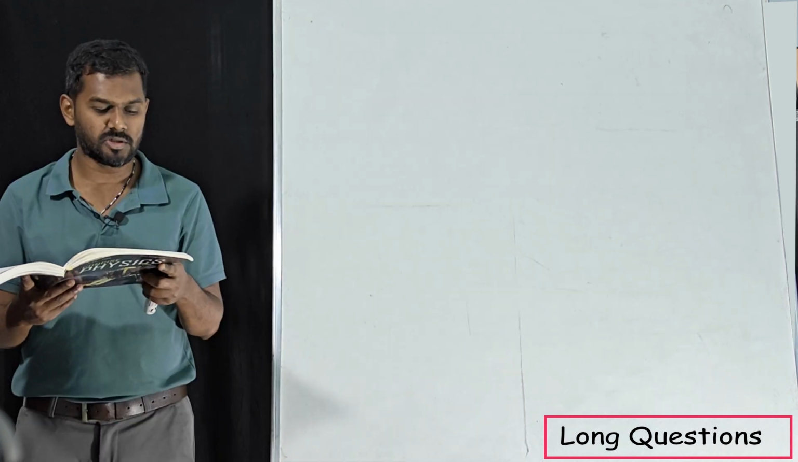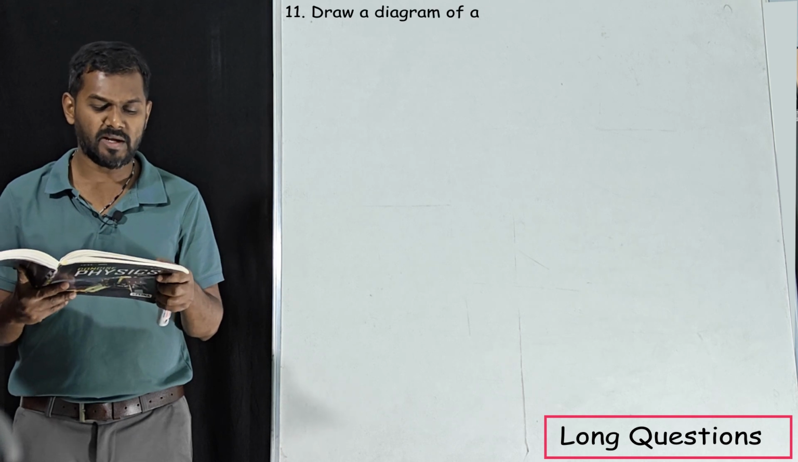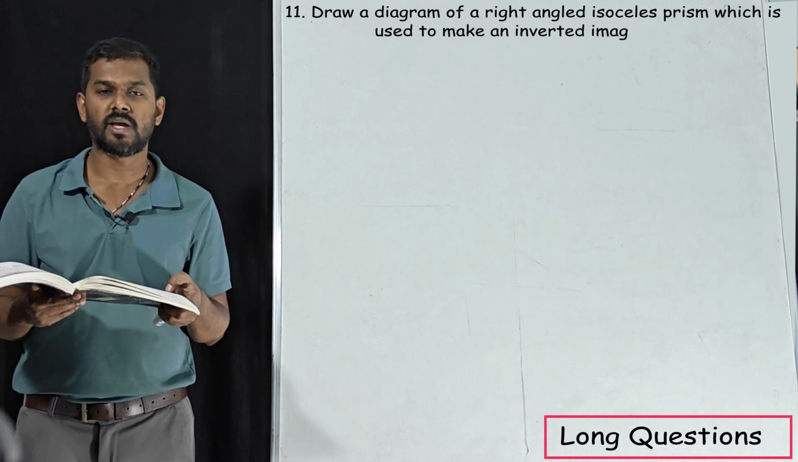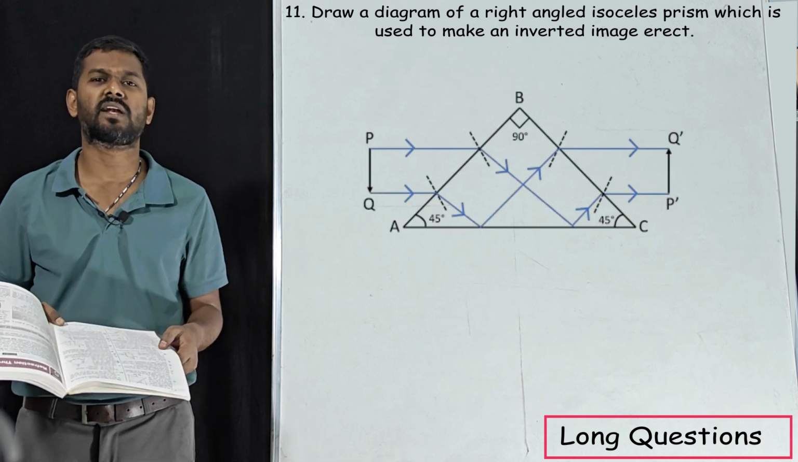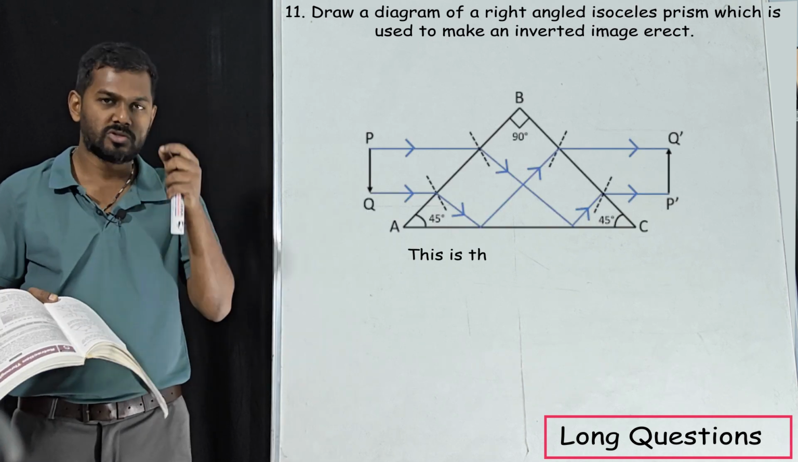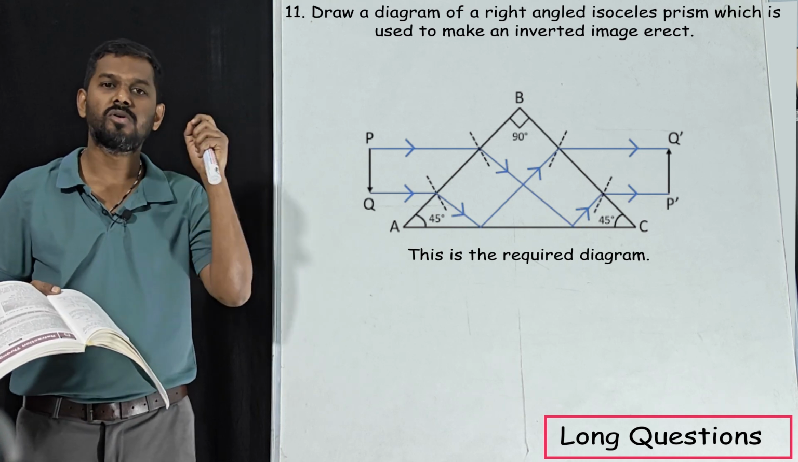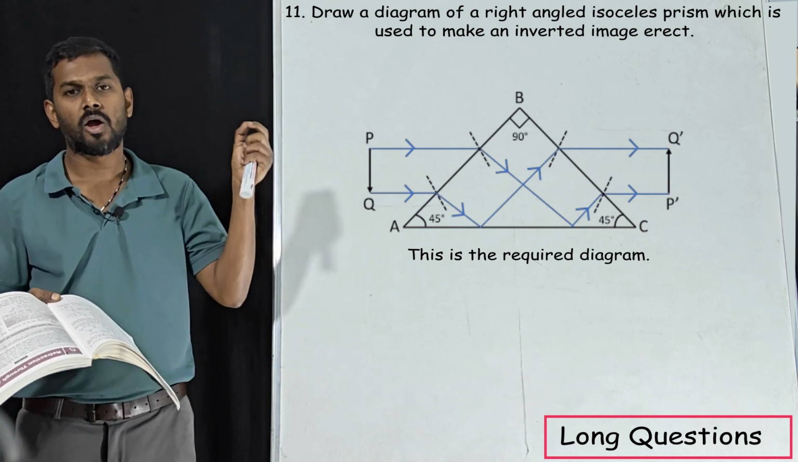That's it. Our next question: draw a diagram of a right angled isosceles prism which is used to make an inverted image erect. This is exactly what we have learned in the concept video. There is no small change in the question, so we are going to skip this question because we have learned it in the concept video.